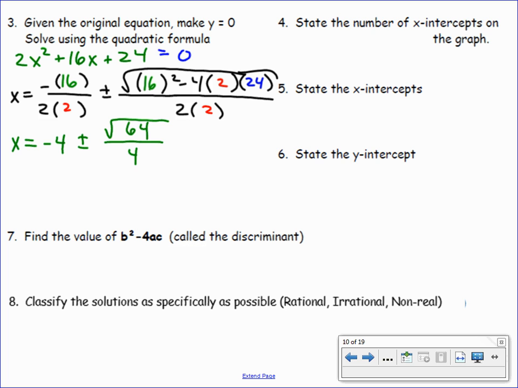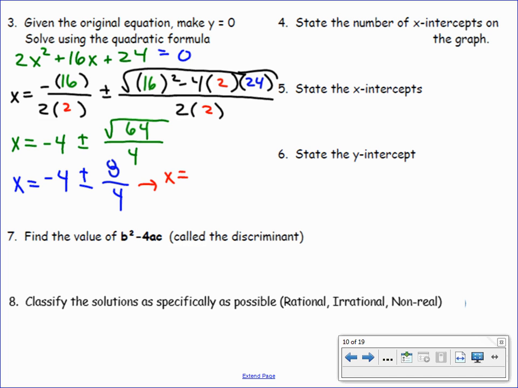Good. I think this is going to work out. I'm saying that because I noticed that I get a perfect square inside of a square root, and that's going to make this work out very nicely. So we've got negative 4 plus or minus 8 fourths. We're so close, you guys.